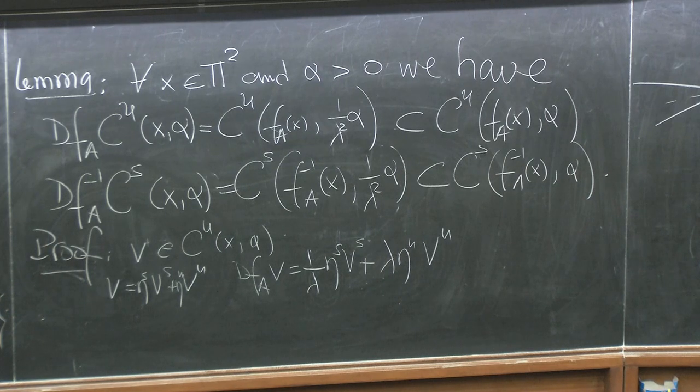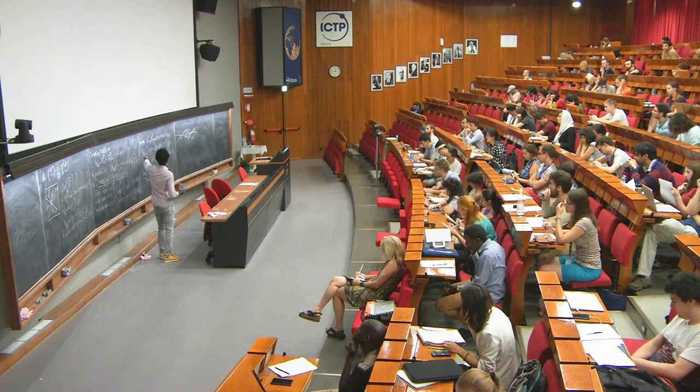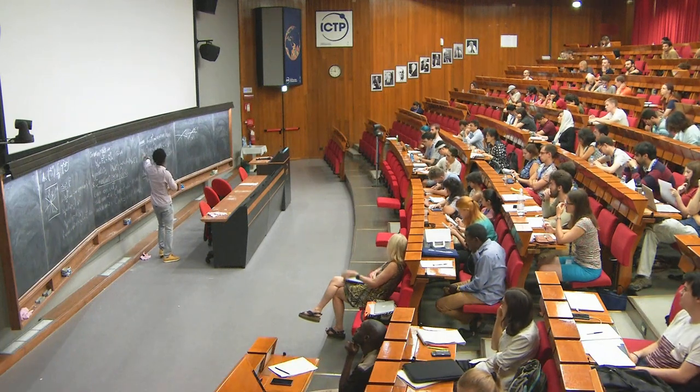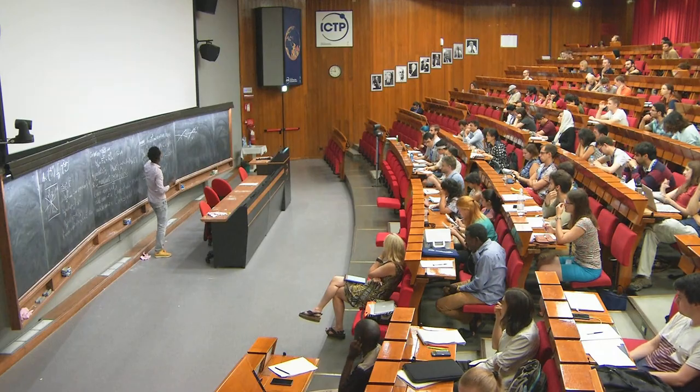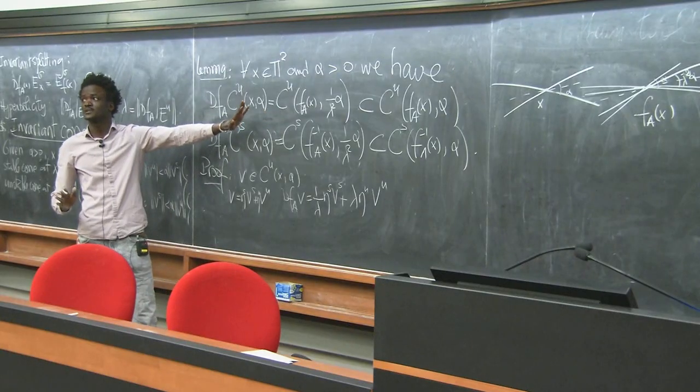Is it clear that for the 2-1-1 map, I have invariance of the cones? Given like this, here I have an equality, actually, because of the linearity.